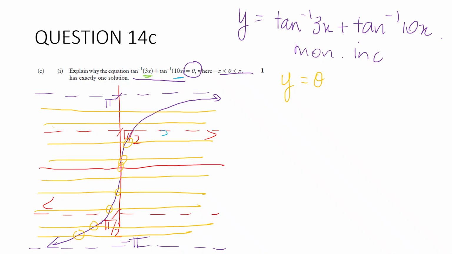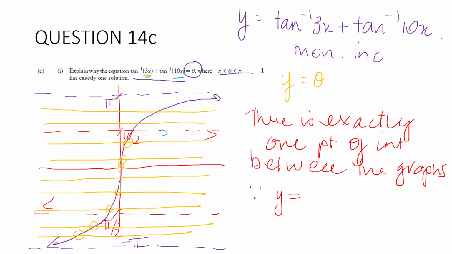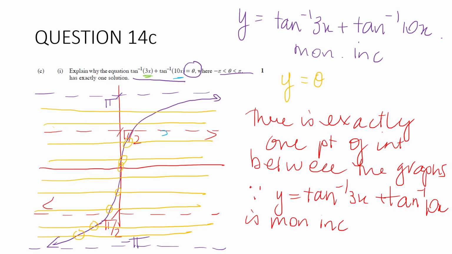So this is what we're going to write. Graphically, we can see that there is exactly one point of intersection between the graphs. This is because y equals inverse tan of 3x plus inverse tan of 10x is monotonically increasing, and y equals theta is horizontal. Therefore, there is exactly one solution to the equation inverse tan of 3x plus inverse tan of 10x equals theta.